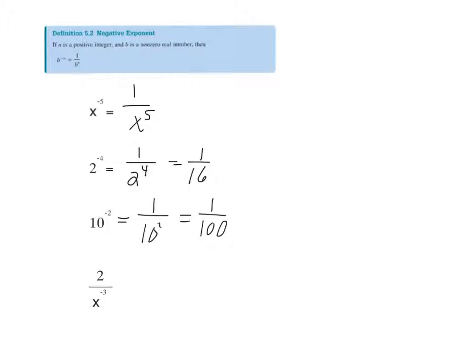And finally, just something a little strange, 2 over x to the negative 3. We have to take the reciprocal of x to the negative 3, which in essence is just going to move it to the numerator. So it switches positions, and it comes up to the top as a positive 3. The 2 is going to stay there because it didn't have any exponent. It's just a regular number.